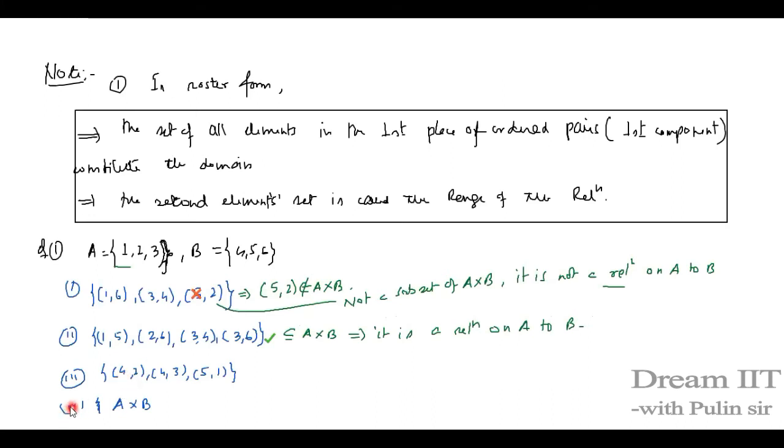Done. Right? So now make sure for the next set. 4. Oh, 4 cannot be found here. In fact, one more element, 2. In fact, not all the first place elements belong to the set A. This 4 is not belonging. So it is useless to see the next. Obviously, this is not a subset of A cross B. So if it is not a subset of A cross B, it is not a relation on A to B.